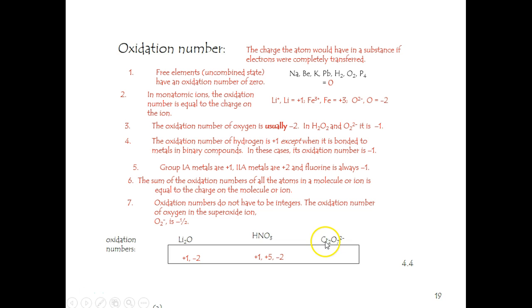Chromium, well, we don't know because that's in a polyvalent region. Each oxygen is -2. That totals up -14. So we have to have this equal to -12. Each one of those must be +6. Get it? And there you go. So that is a little bit about oxidation numbers.